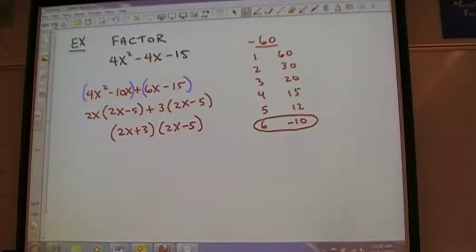Now I told you you could guess and check if you wanted to. But I wouldn't do that here, because there are many different ways you can get 4 and 15. You can do 4 and 1, or 2 and 2; 1 and 15, or 3 and 5. So there are many different ways to multiply these. So I would use the method that we just did.